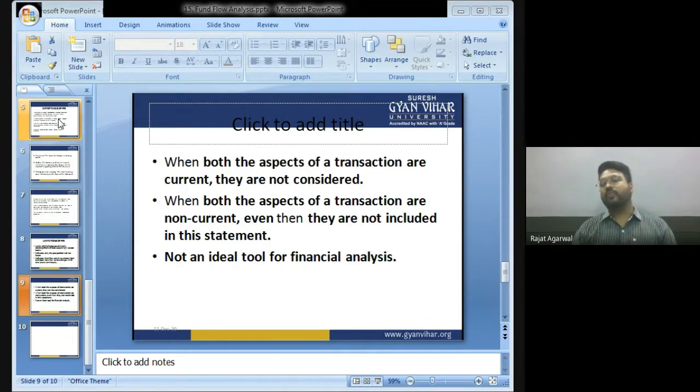It is not an ideal tool for financial analysis.